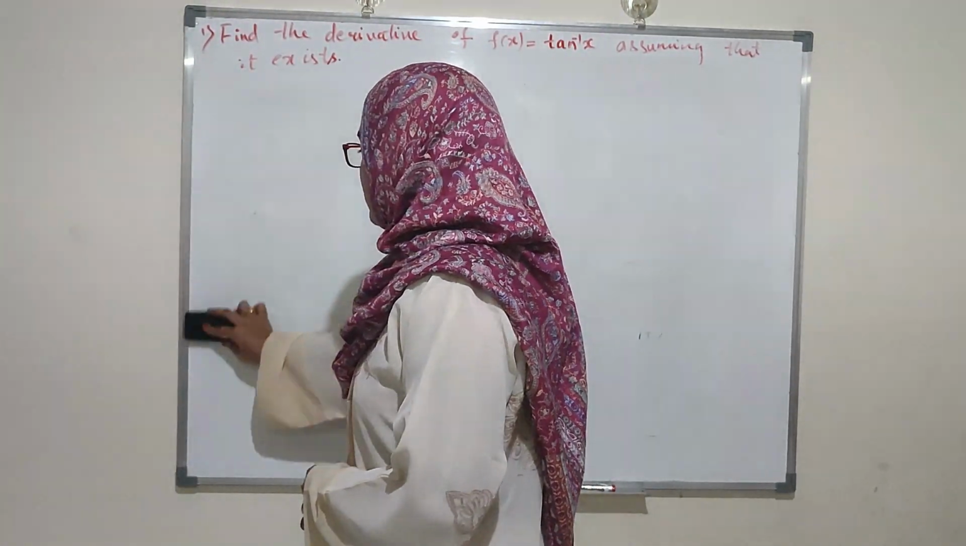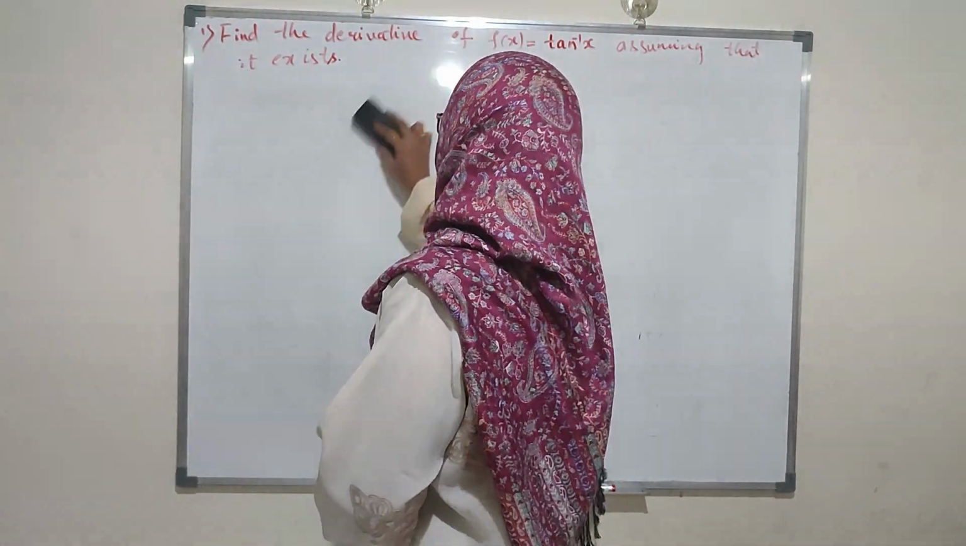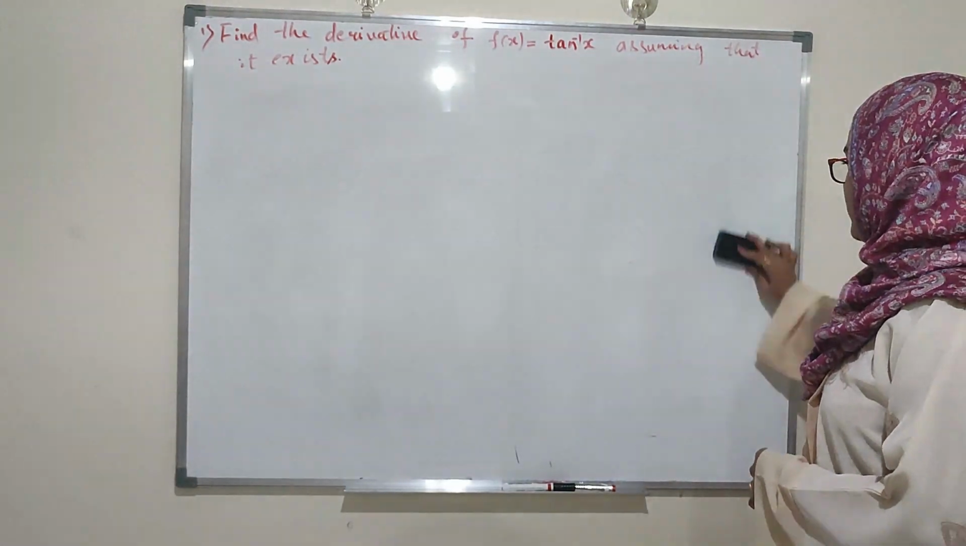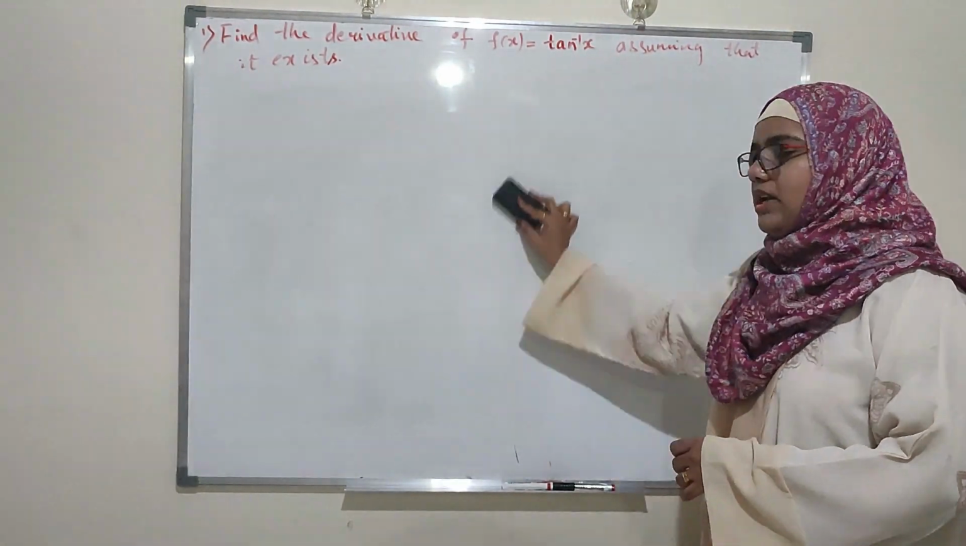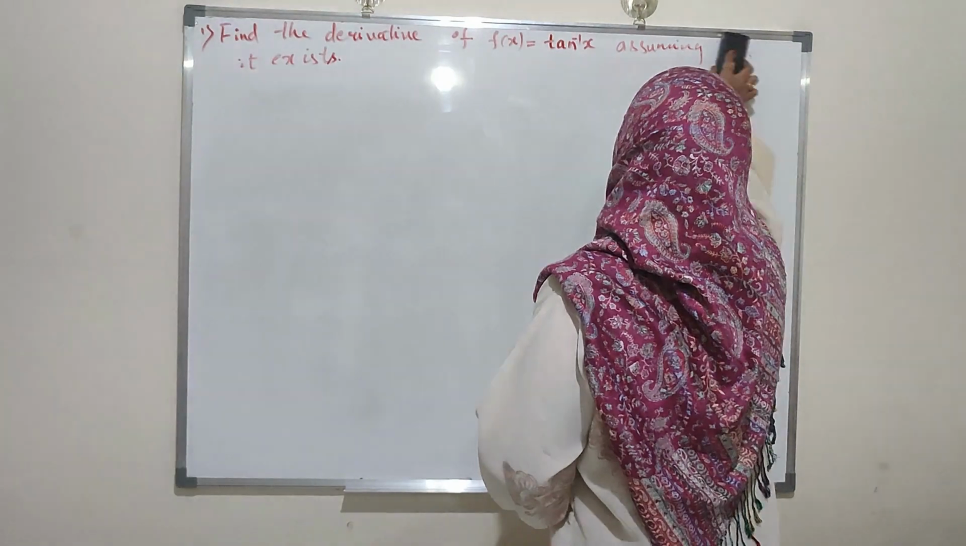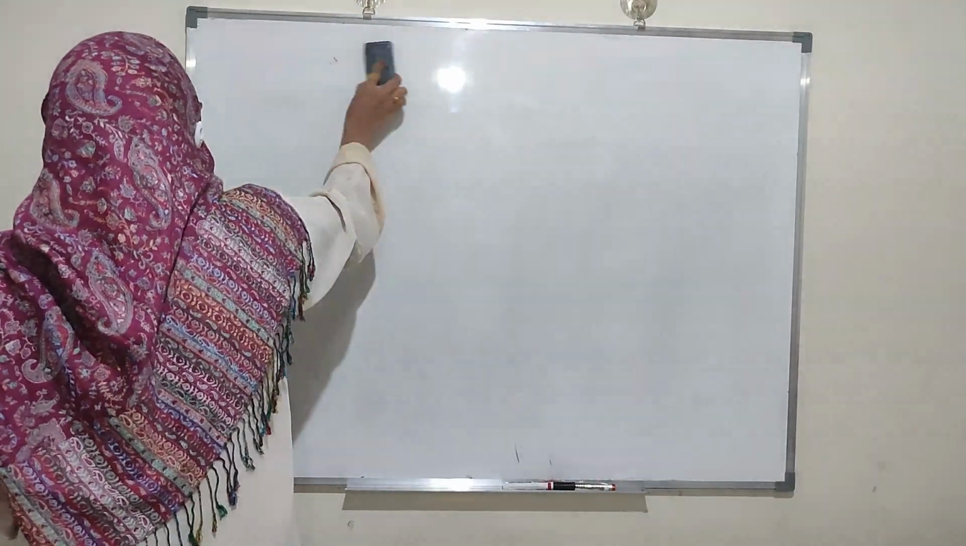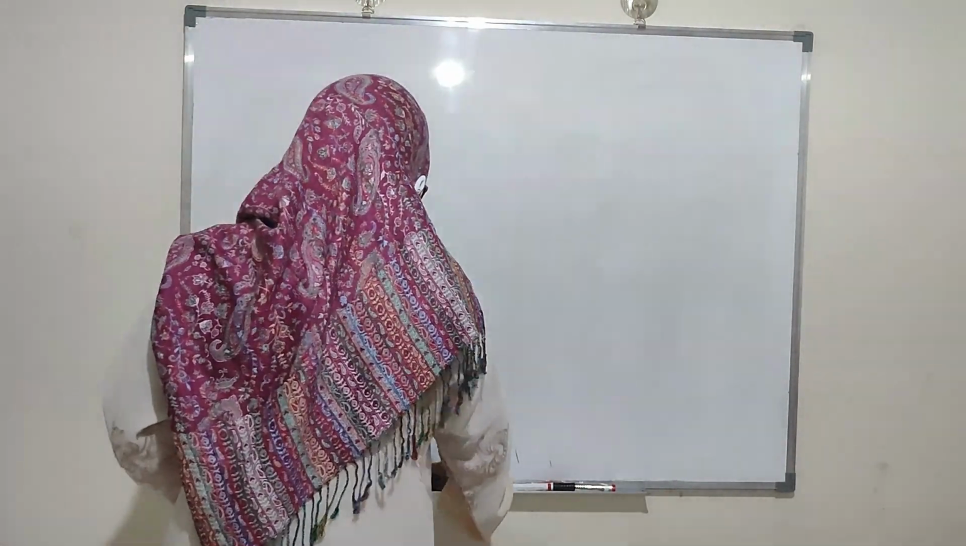In examples, we have to use the formulas of inverse trigonometric functions. Sin inverse of x we know, cos inverse of x we know. We have to apply that formula in the example, then we will get the result. Write down the questions.